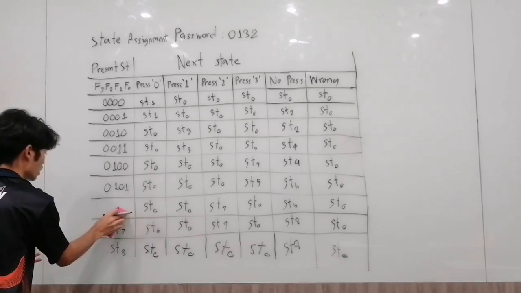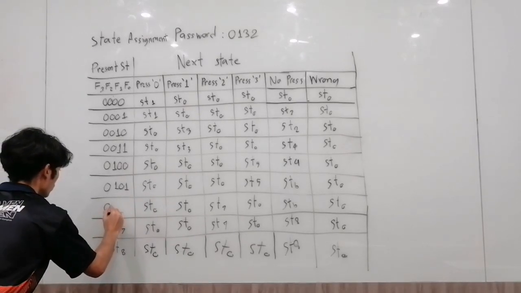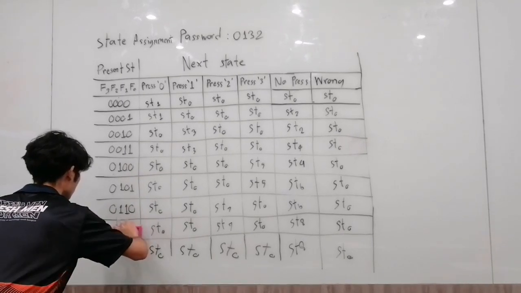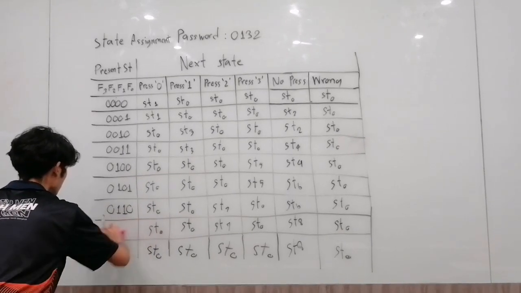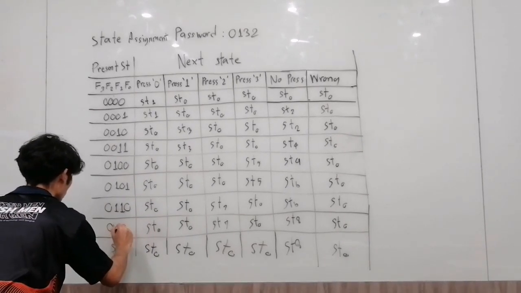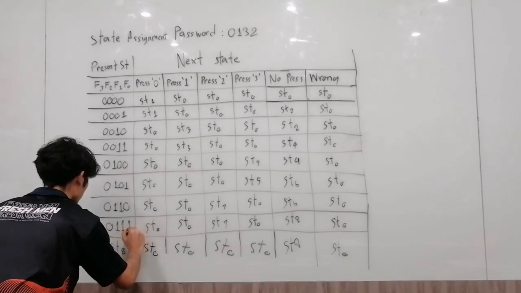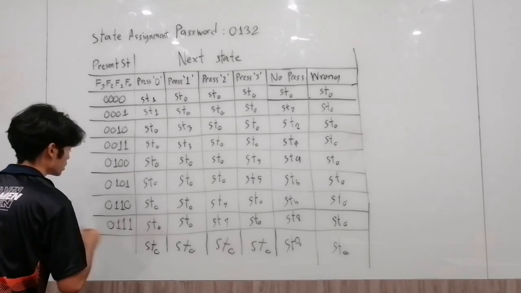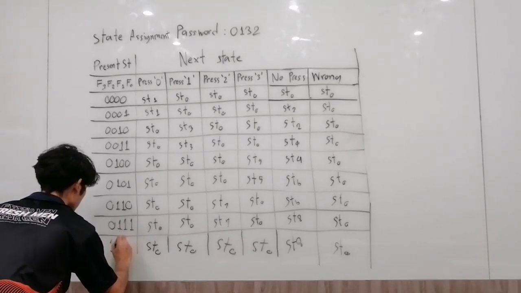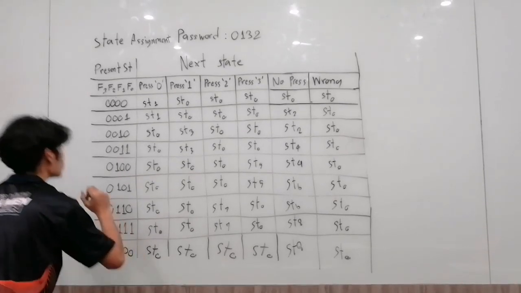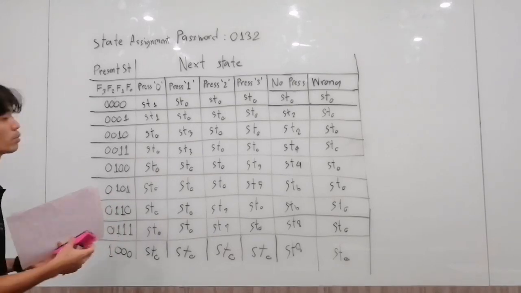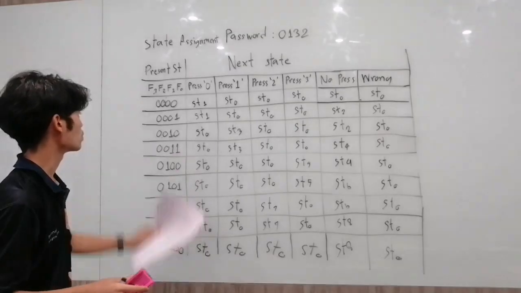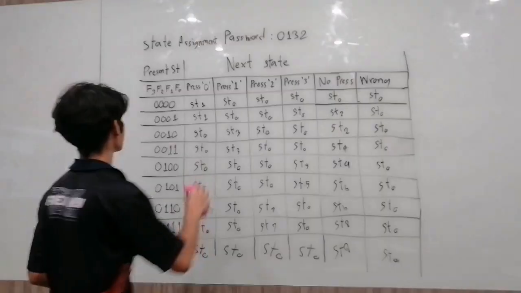State 6 is 0 1 1 0, state 7 is 0 1 1 1, state 8 is 1 0 0 0, and then we change all of this table to binary form.